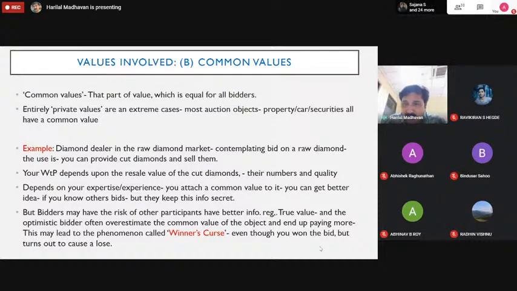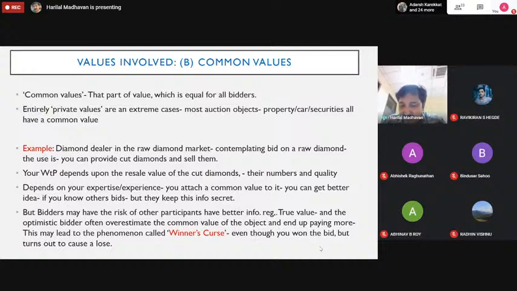Some bidder actually assigns a particular value, which might not be the true value, but might be very far from the true value, because he is a very optimistic bidder. So he overestimates the common value, and he will end up paying more, because he may put in a very high bidding price where he will win the bid, but at the same time, the actual value of that commodity might be much lower than the bidding price. So in that sense, he loses there.